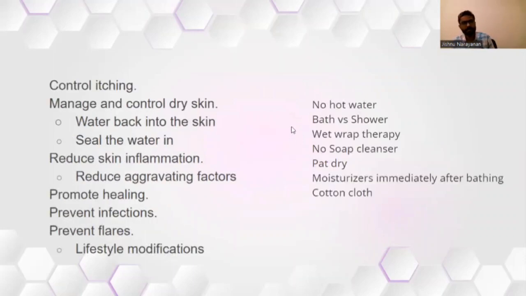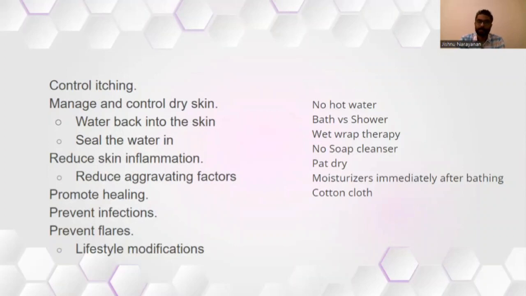So to conclude, the aspects of treatment, usually it is about controlling the itching. The patient just needs to control their itch. That is their important need, so that has to be taken care of. And managing and controlling the dry skin, we can adopt whatever methods we want, just like the Shashtikashali Lepa or the Dhara kind of methods. But the aim of the treatment should include managing and controlling the dry skin.